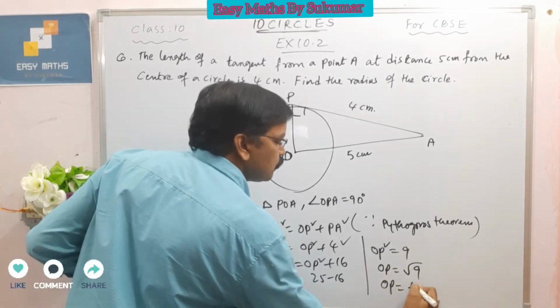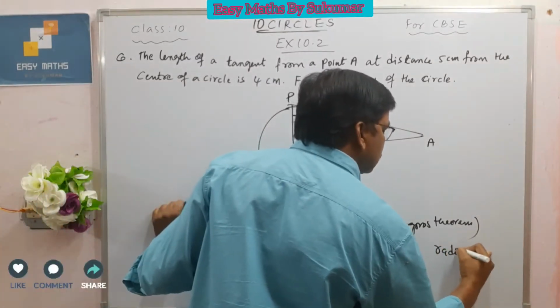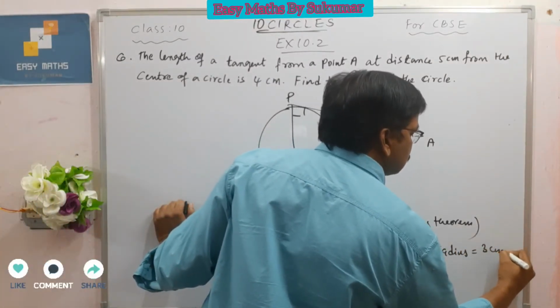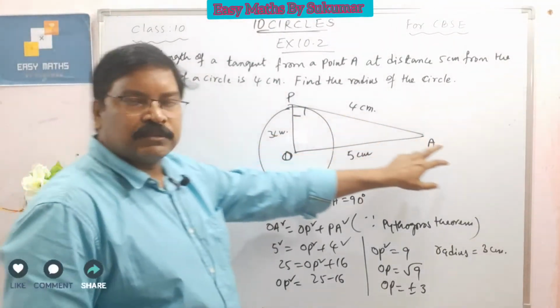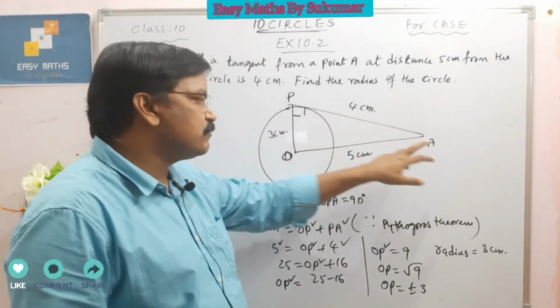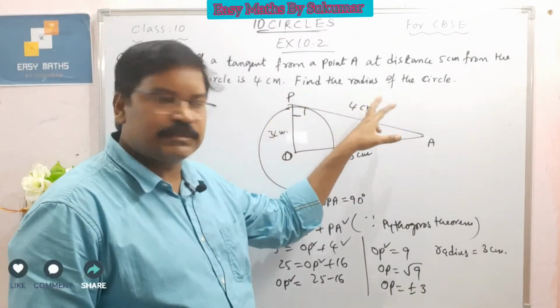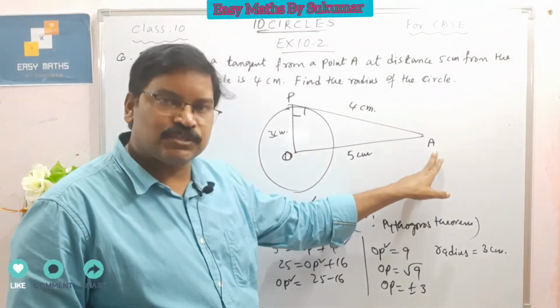So OP is equal to plus or minus 3. Therefore, the radius of this circle is 3 centimeters. Explain this. Look here. This A is the external point of the circle. The length of the tangent from A to P is 4 centimeters and the distance between the center and the external point of the circle is 5 centimeters.